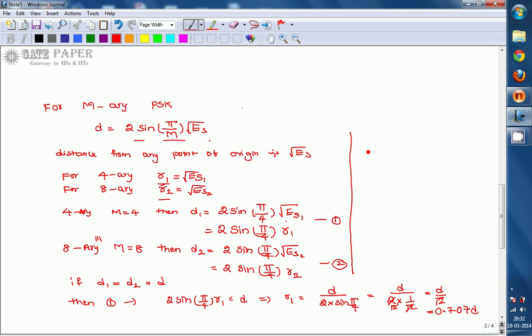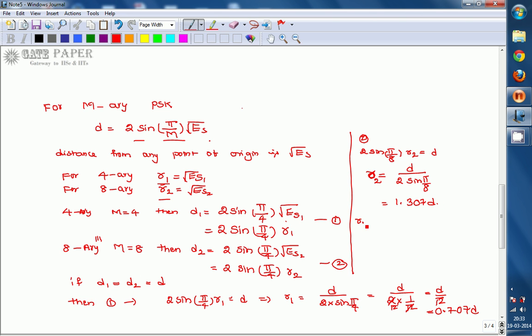And next, similarly we will find the R2 value also. Then equation 2 becomes 2 sin(pi/8) R2 equals D. From this, R2 equals D by 2 sin(pi/8). Now substitute the sin(pi/8) value and simplify, then we will get 1.307 D.